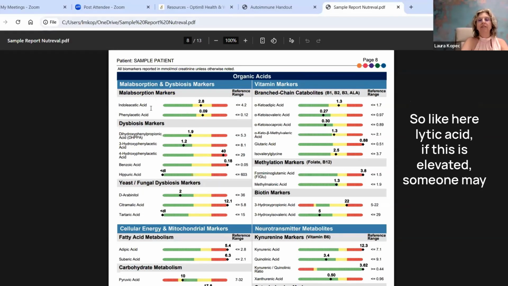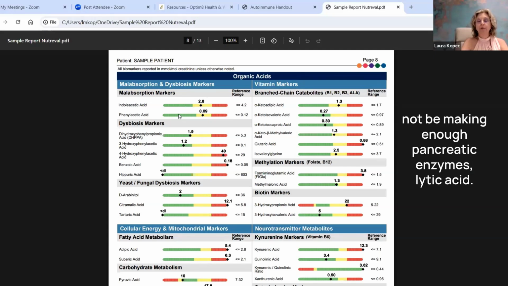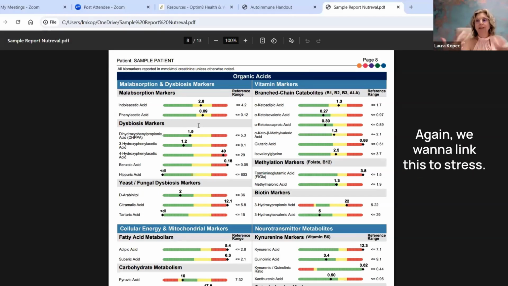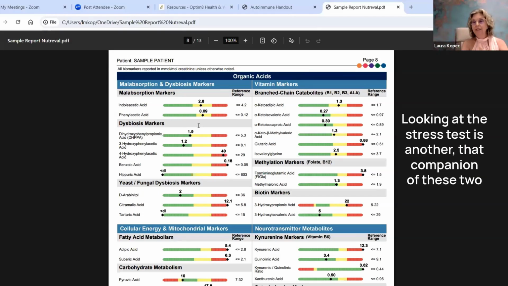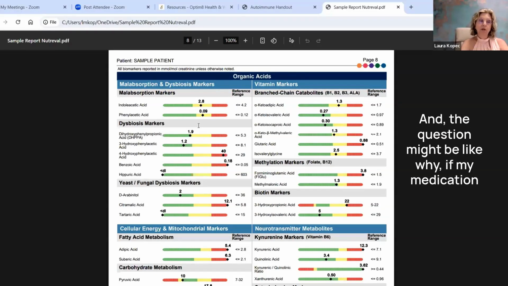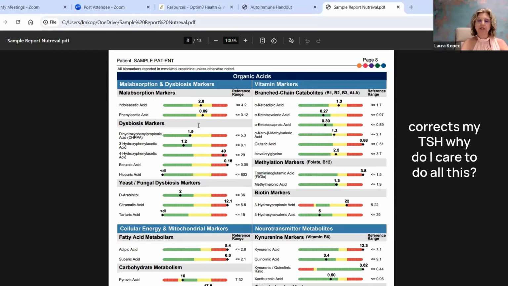So like here, indolelactic acid, if this is elevated, someone may not be making enough pancreatic enzymes. Phenyllactic acid, there could be inflammation in the small intestine. There could be a lack of stomach acid production. Again, we want to link this to stress. Looking at the stress test is another companion of these two functional panels that give you the most amount of information. And the question might be like, why? If my medication corrects my TSH, why do I care to do all this?